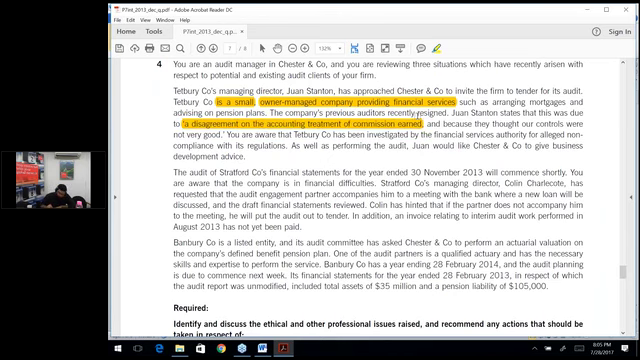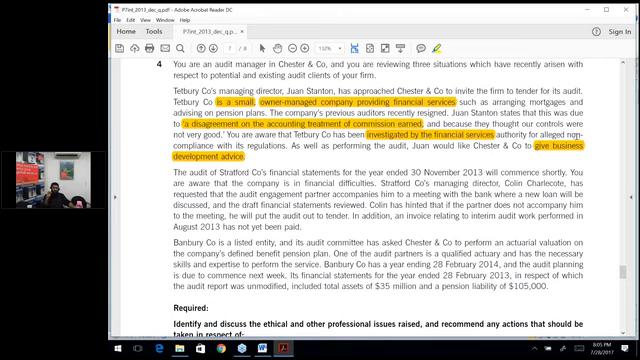And because they thought our controls were not very good, you are aware that Tedbury has been investigated by the Financial Services Authority for alleged non-compliance with its regulation. As well as performing the audit, Johan would like Chester & Co. to give business development advice. Now, one thing. The question's requirement has got multiple elements. So as I suggested, you need to understand what exactly are the ethical and the professional issues that could arise in this case.